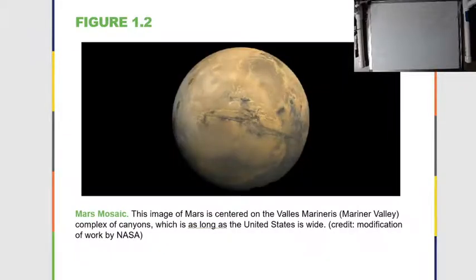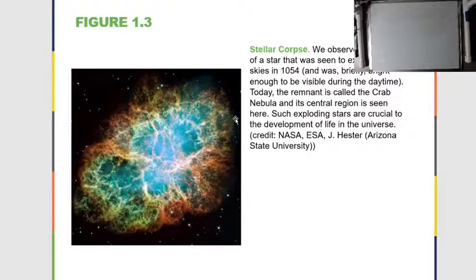This is a nice picture of Mars. You can see Mars has some interesting structures on its surface, these enormous canyons that happened when Mars's crust cracked. Most of our canyons are from erosion, but those are called rift valleys there on Mars. This is an exploded star. This is the Crab Nebula, which was seen by societies all over the planet and marked in 1054 AD.